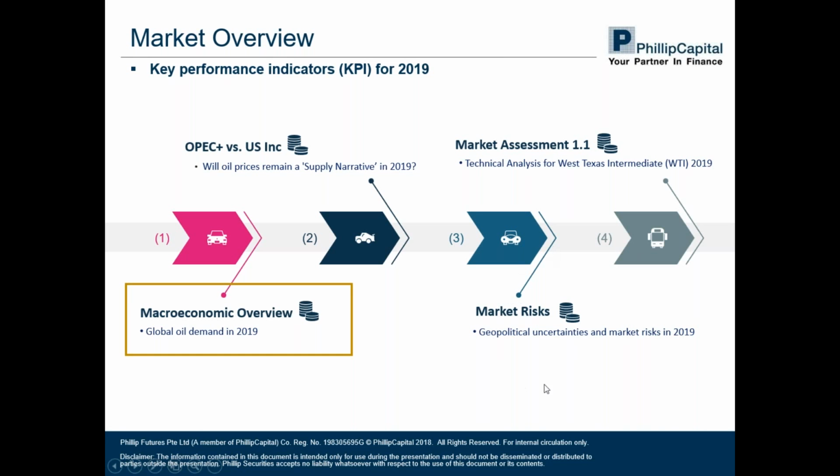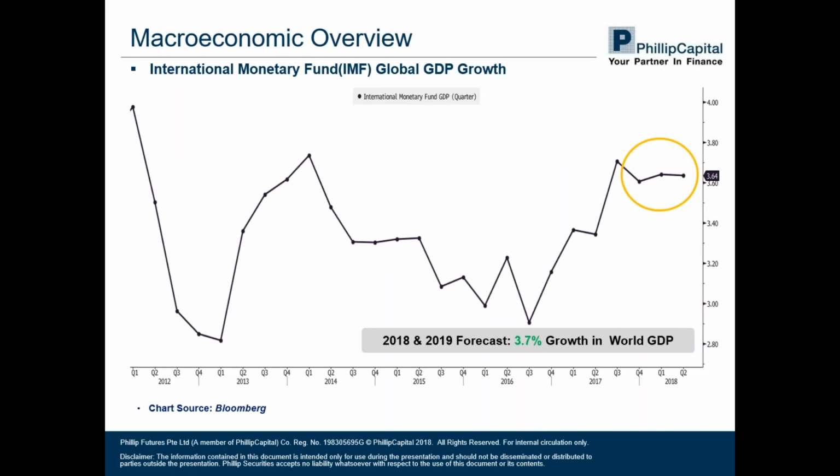And of course, moving forward, risks, geopolitical uncertainties and market risks are things that will hamper in the long run. Lastly, of course, we'll do a little technical for Q1 2019 prices. Okay, so maybe I'll start just giving a run through this, right?